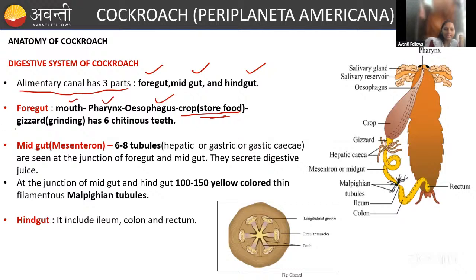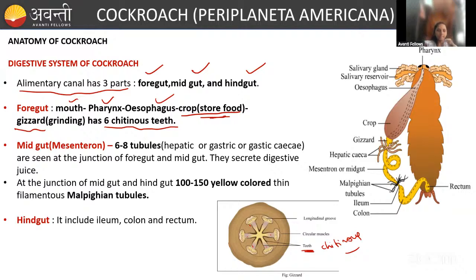And the gizzard is there. The gizzard is acting as a grinder. You can see it has 6 chitinous teeth. Outside it has circular muscles. You can see this is the gizzard. Outside it has the circular muscle, and inside it has 1, 2, 3, 4, 5, 6 chitinous teeth. That comes to the foregut.